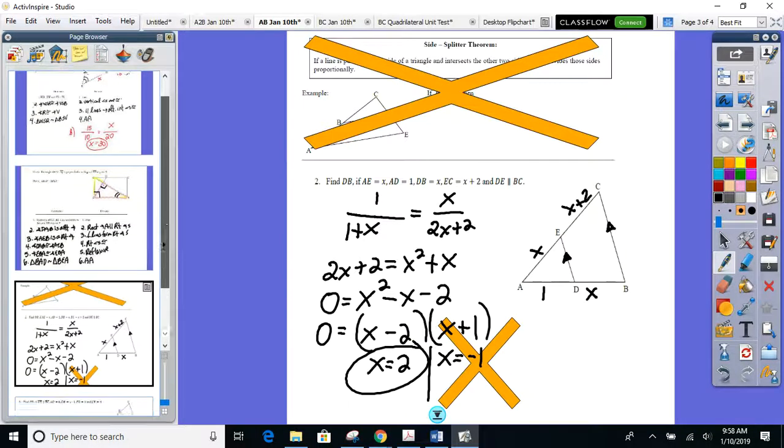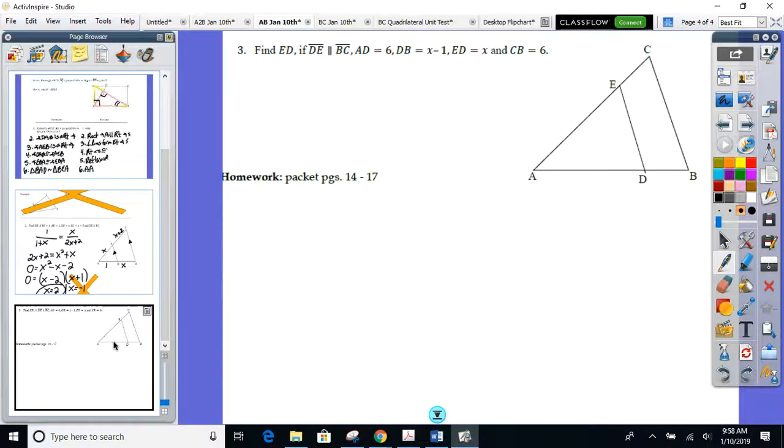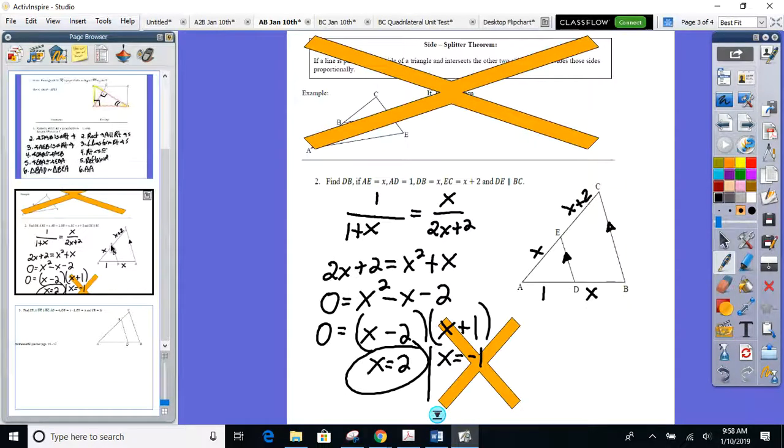All right, next up. I want to see what you can do on this on your own. I'm going to walk around. Billy, go ahead. On the last one, you have to plug in the x and find the sides. Well, what did it ask for? It asked to find DB, right? What did we label DB as? x. We found x. So I didn't need to go back and plug it in.